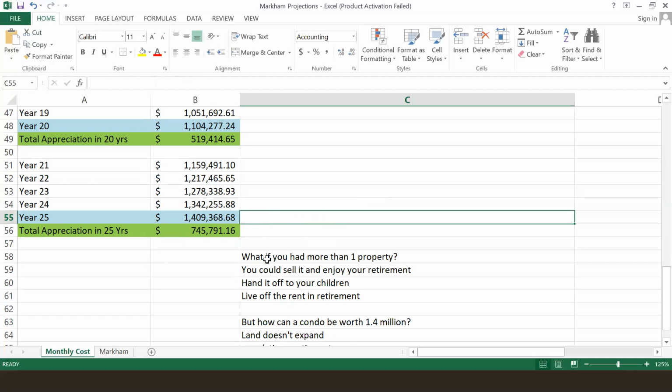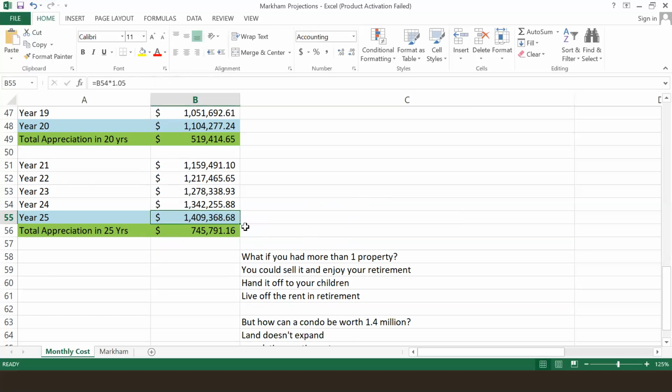Now, I know a lot of you would ask this question: how can a 1-bedroom plus den condo that I purchased be worth $1.4 million in 25 years? That just seems absurd. And when you think about it, it does seem really exaggerated.